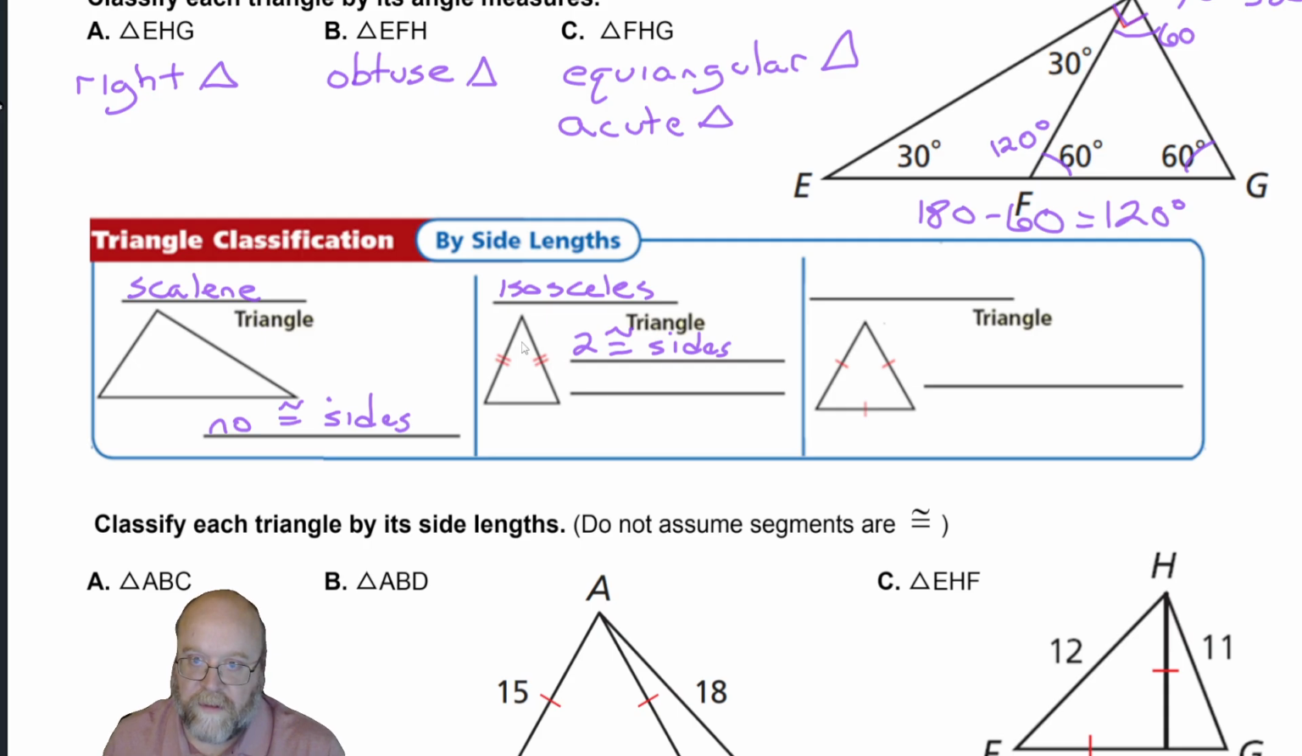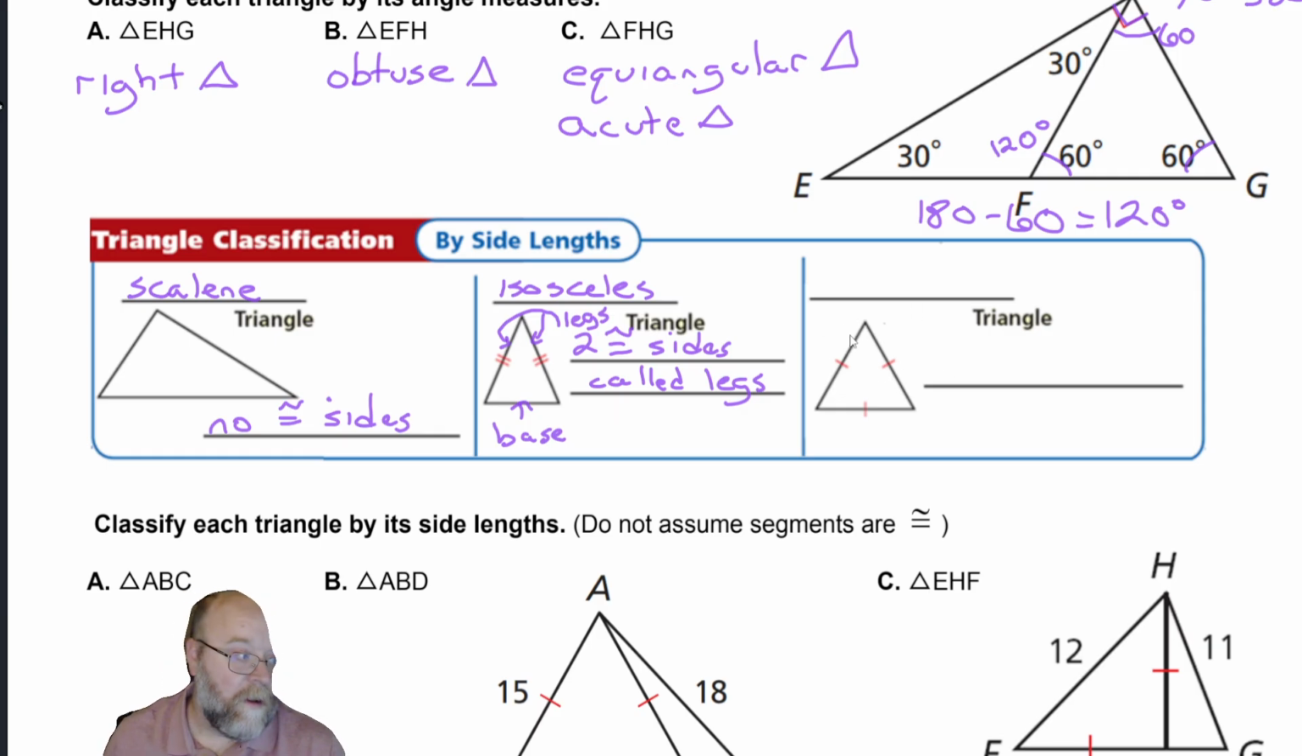How do we want to say this? Let's kind of make a cool arrow like this. Legs. And then this guy right here is called the base. Two congruent sides called legs. Okay, isosceles triangle. Two congruent sides.